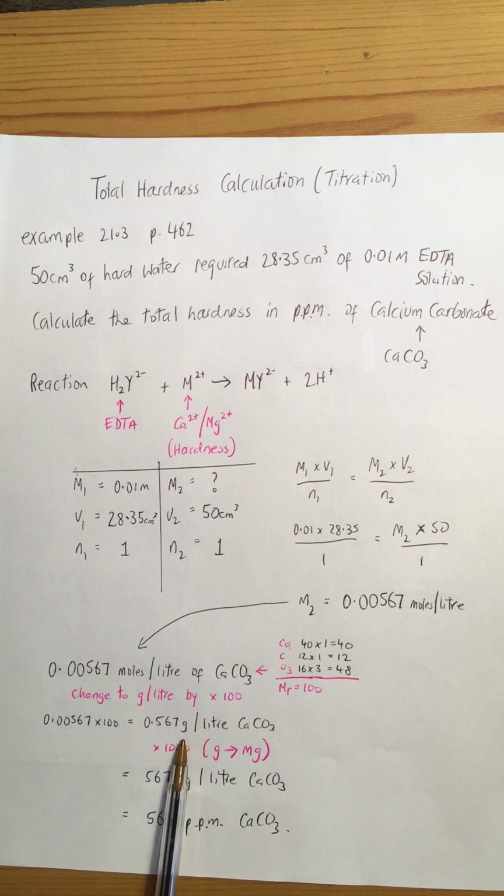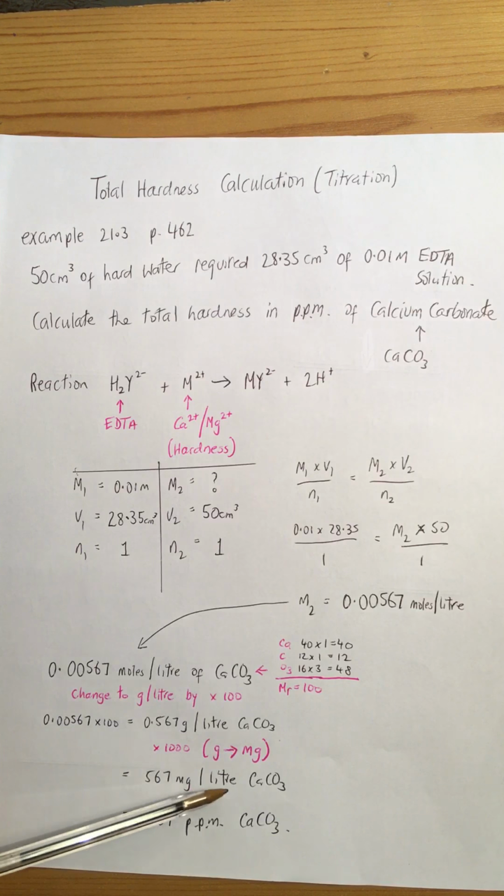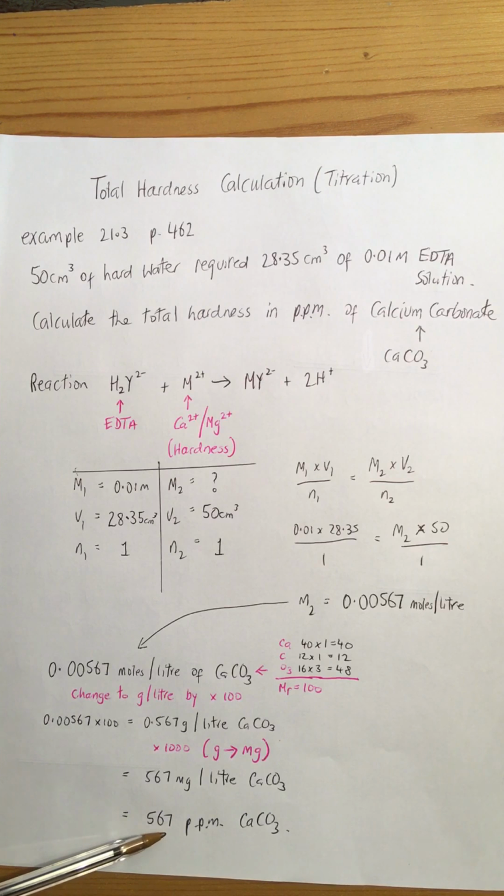Now, ppm, that's milligrams per liter. So we need to change this grams into milligrams. We do that by multiplying by 1,000, because there are 1,000 milligrams in a gram. So when you multiply by 1,000, you get 567 milligrams per liter. This is the equivalent of ppm. So 567 milligrams per liter is the same as 567 ppm. And that's it.